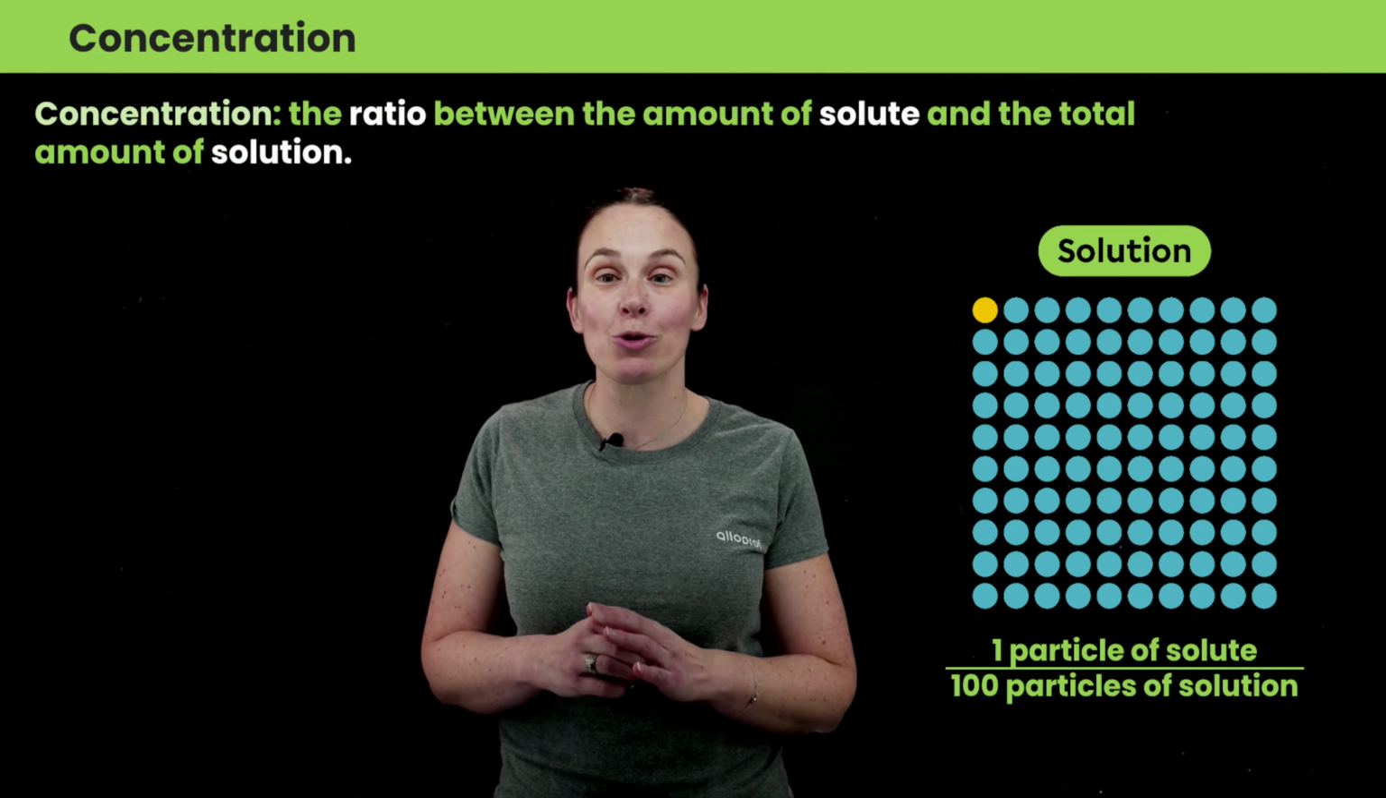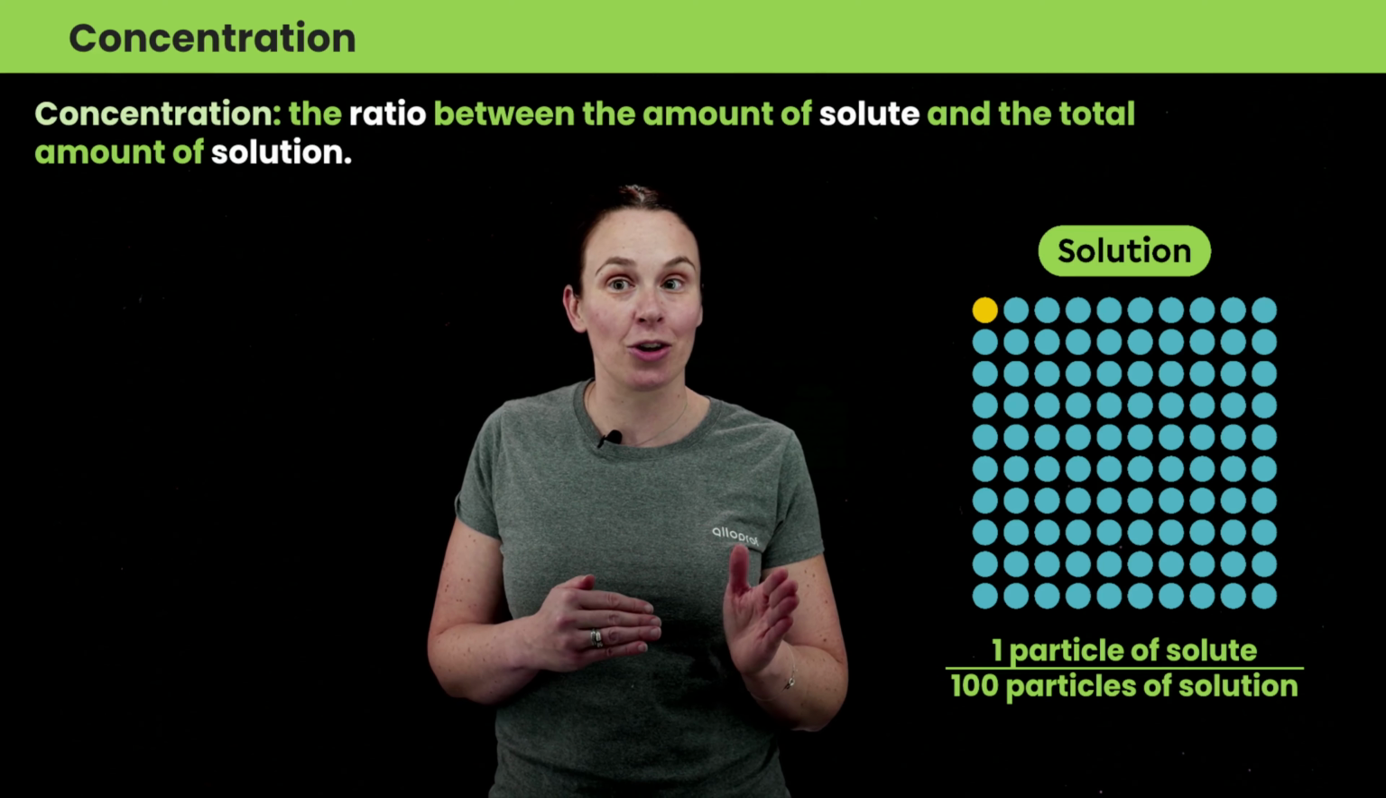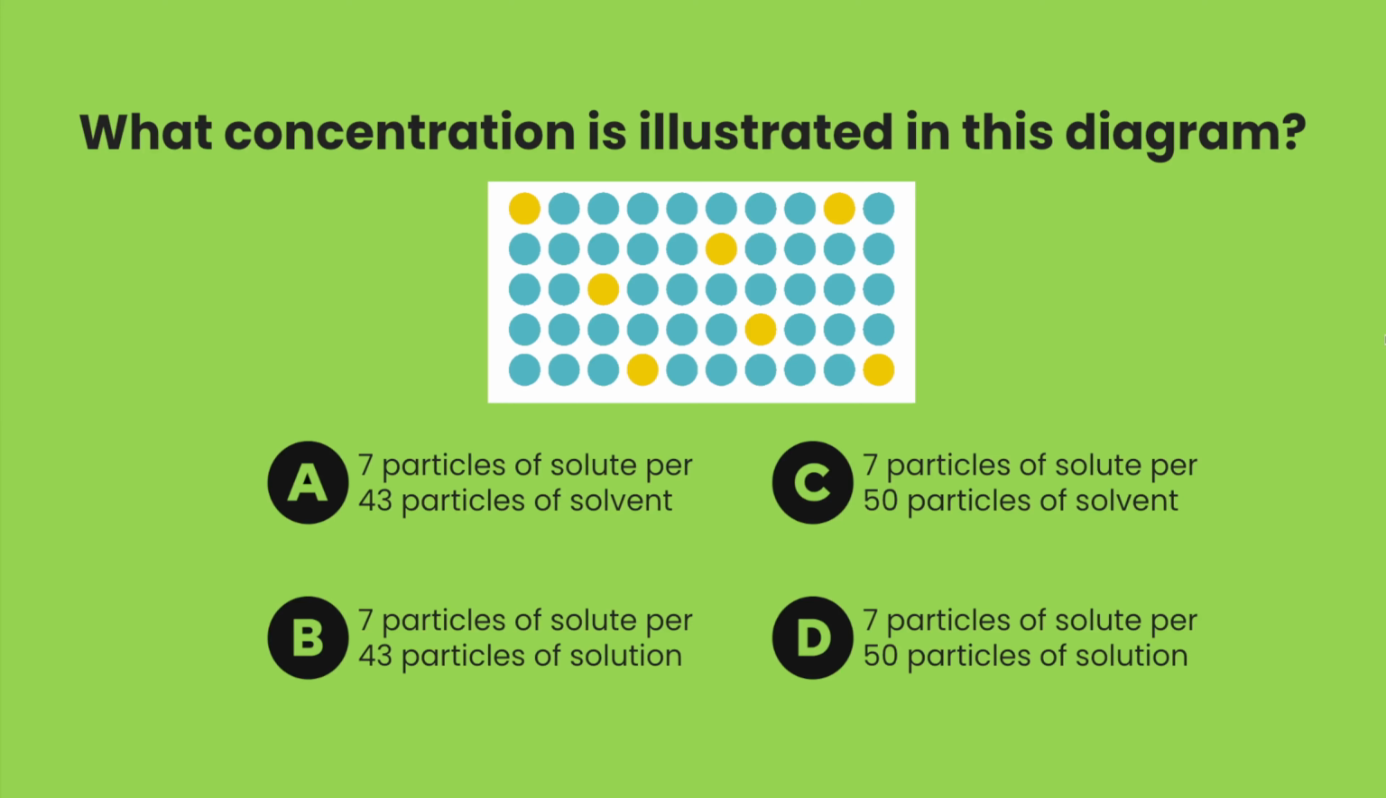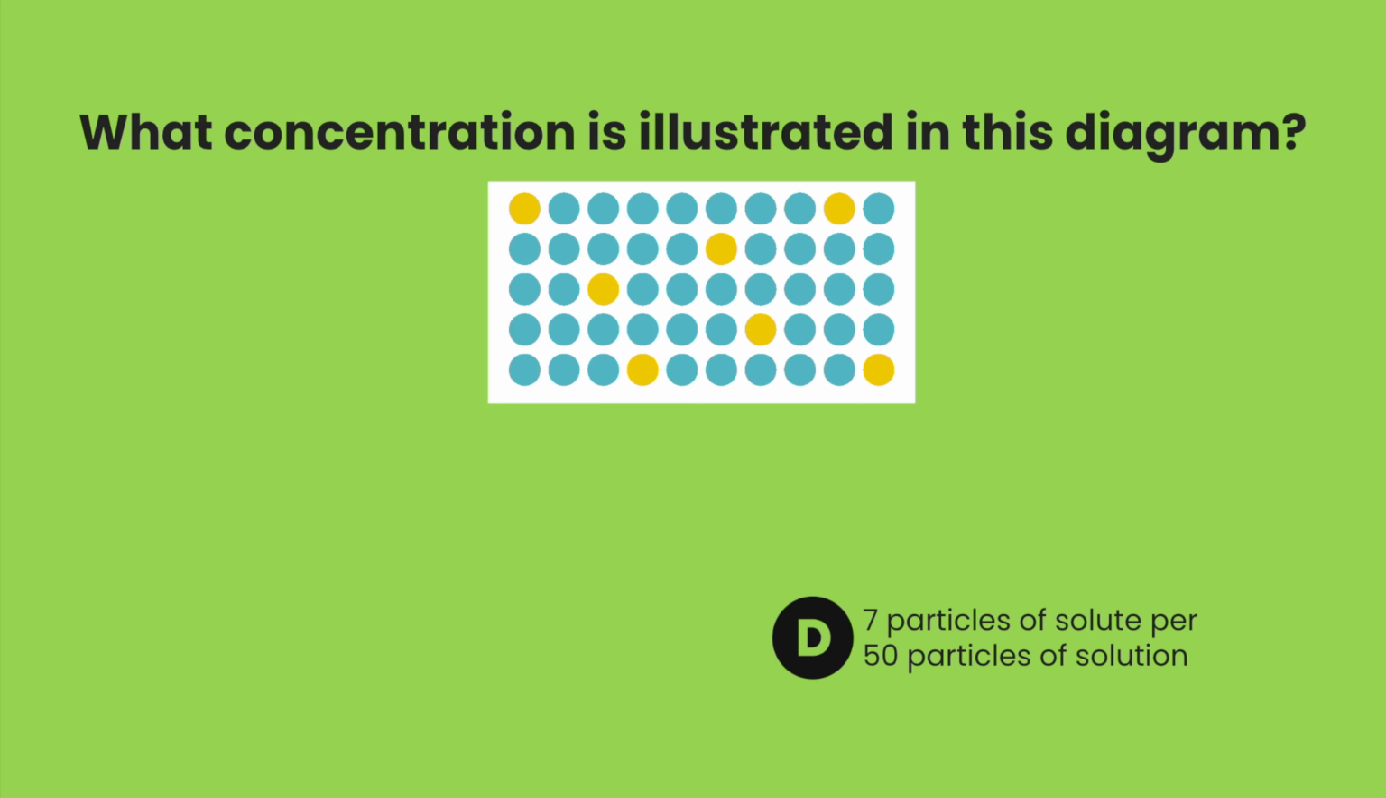So it's really important to remember that it is a ratio between the amount of solute and the amount of total solution. What concentration is illustrated in this diagram? Is it A, 7 particles of solute per 43 particles of solvent, B, 7 particles of solute per 43 particles of solution, C, 7 particles of solute per 50 particles of solvent, or D, 7 particles of solute per 50 particles of solution? The answer is D.